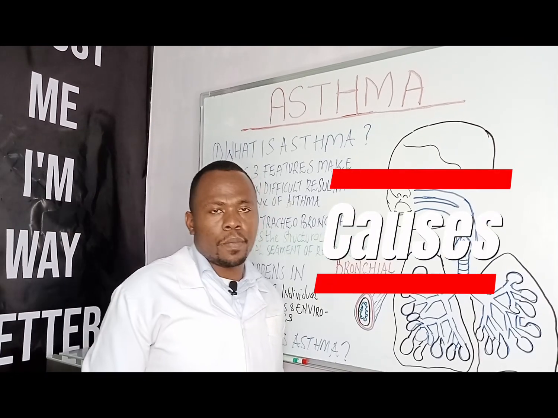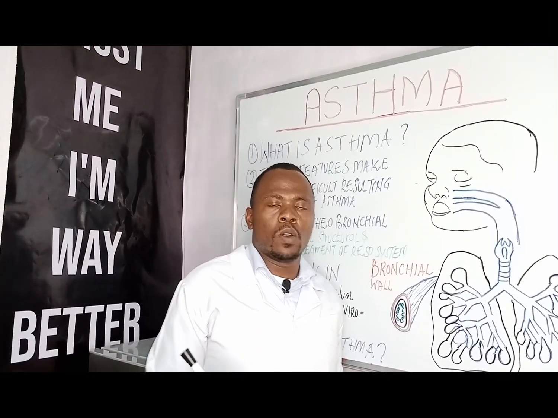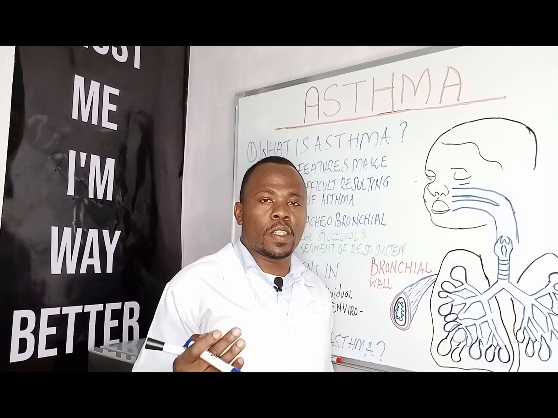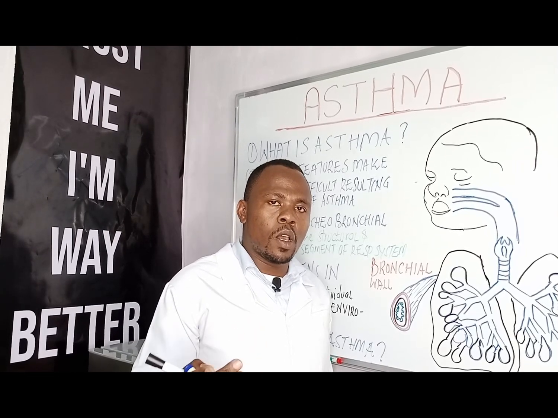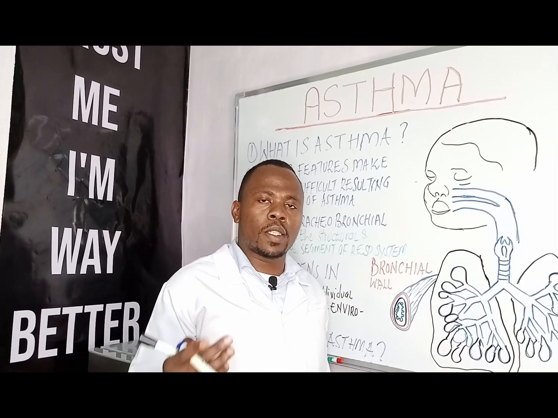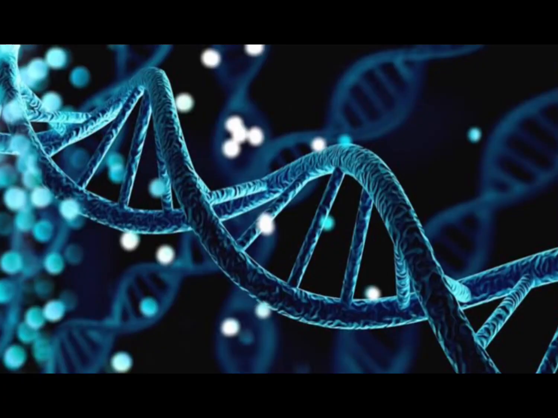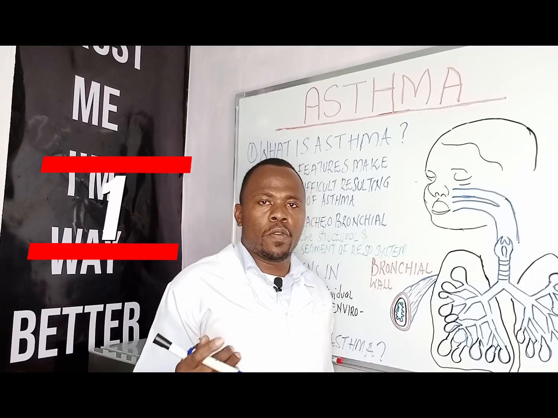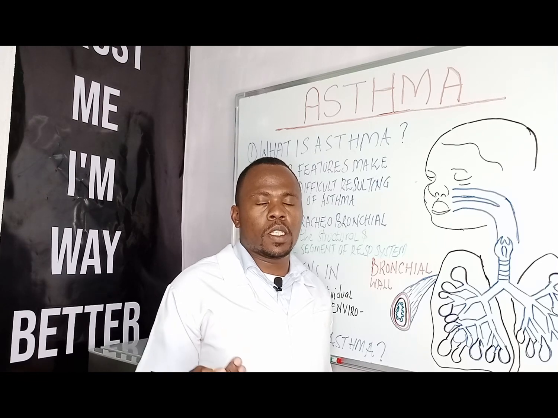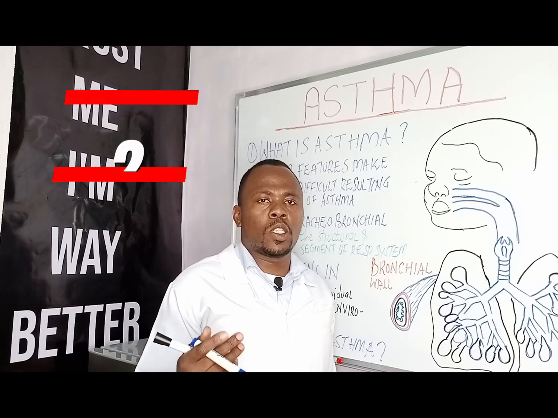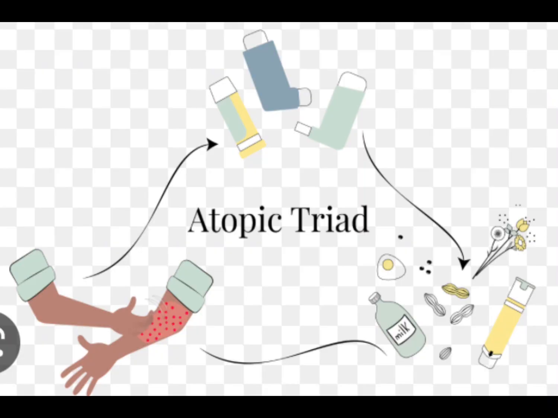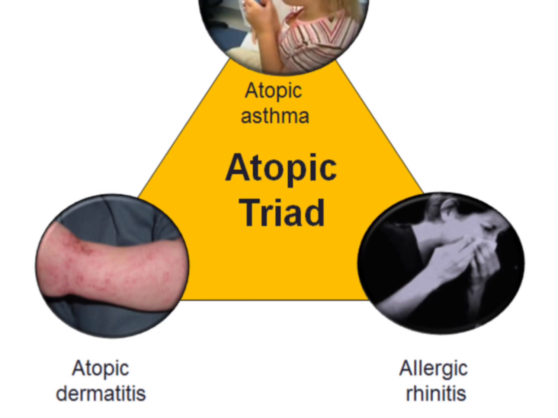What are the causes of asthma? There is no known cause of asthma. What we have is a combination of genetic factors and environmental triggers that can contribute to an individual having an asthmatic attack or asthma. The genetic factors include, one, family history. If you have a parent or a sibling or a blood relative who is asthmatic, there are chances that you might also develop asthma. Number two, we have what we call the atopic triad or atopic history. The atopic triad consists of three things: asthma itself, allergic rhinitis, and allergic dermatitis or eczema.